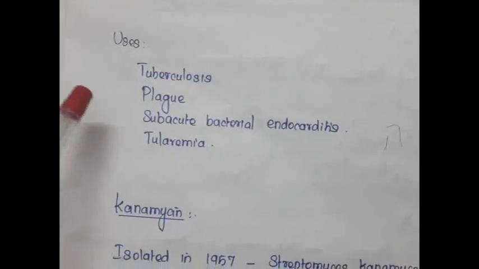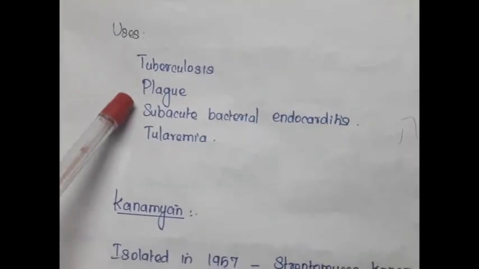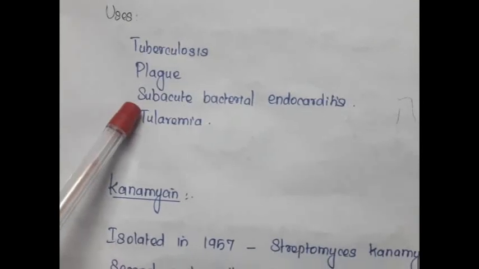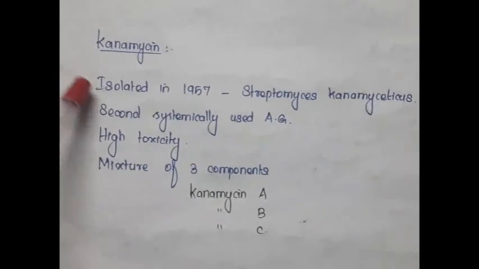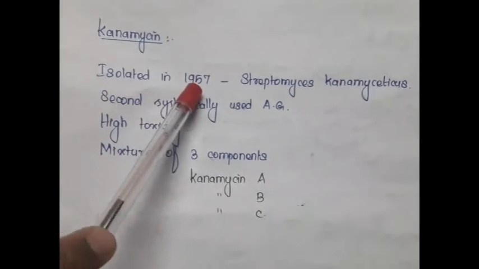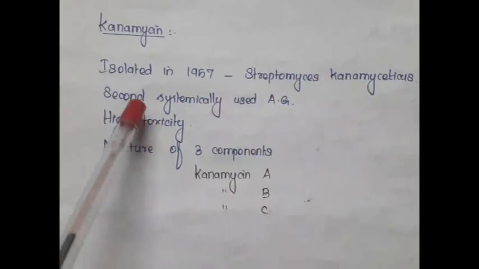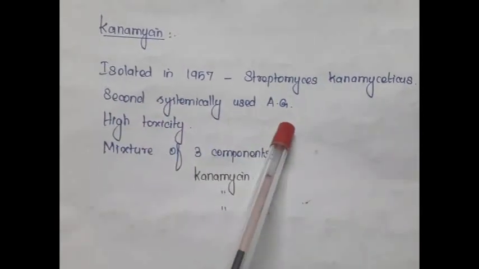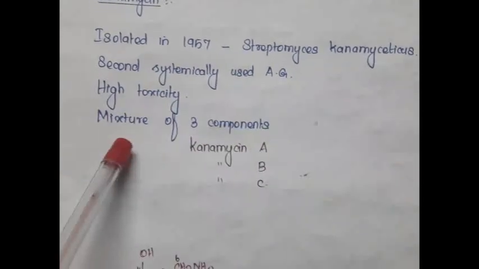Now we will see the uses of streptomycin. They are in the treatment of tuberculosis, plague, subacute bacterial endocarditis, and tularemia. The next product under aminoglycoside is Kanamycin. It was isolated in 1957 from Streptomyces kanamyceticus, and it is the second systemically used aminoglycoside, and it has high toxicity compared with other aminoglycosides.